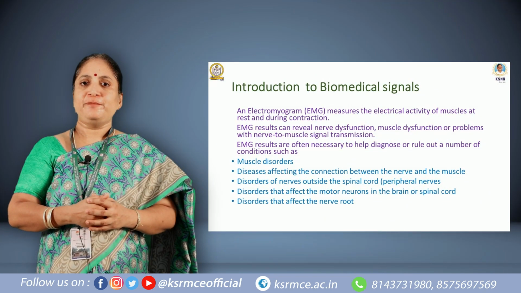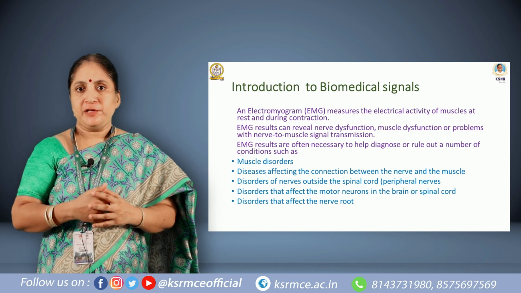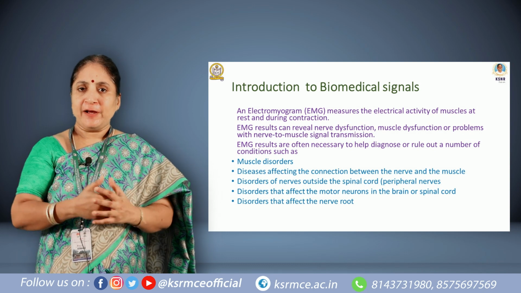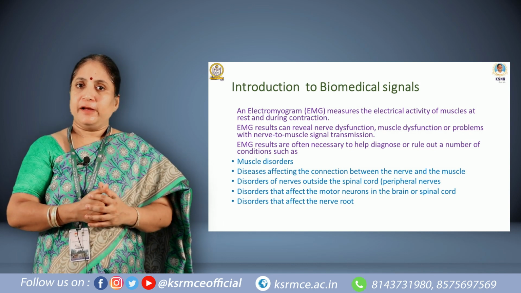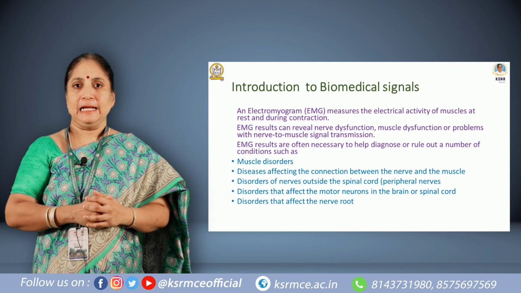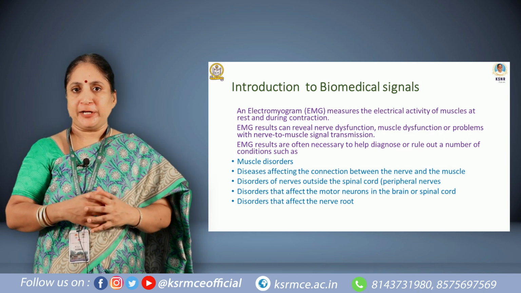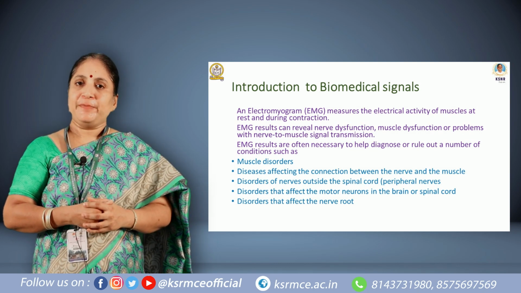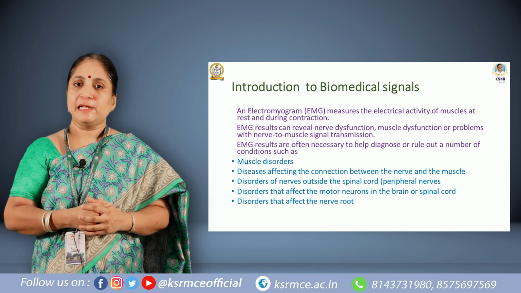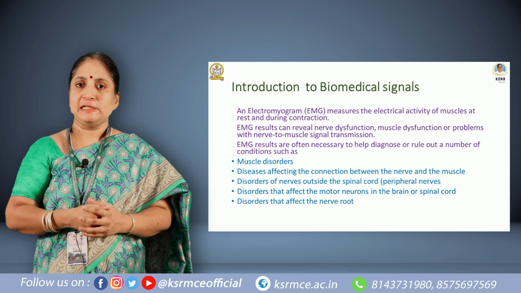The other type of biomedical signal is the electromyogram, EMG, which is used to find the electrical activity of the muscle. Malfunction of the muscles or nerves can be detected using this EMG signal. The electrodes are placed on the muscles and these potentials are measured, and this is called electromyogram. So these are the important biomedical signals which are frequently used to find the various health conditions of the human body.